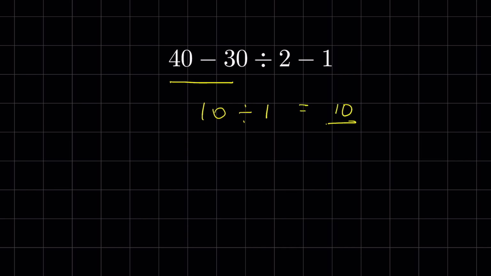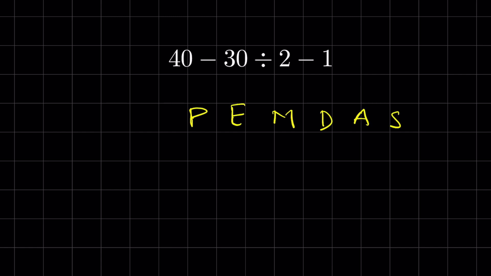Are you getting 10 as your answer? If so, it is not the correct answer. Why? Because this is a question of order of operations, and in order of operations we first solve parentheses, then exponents, then comes multiplication, division, addition, subtraction. So you see, subtraction is at the end.